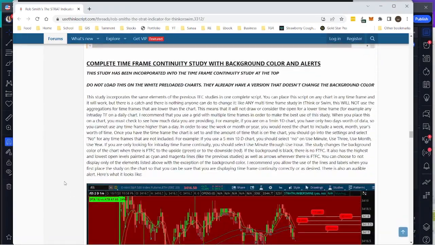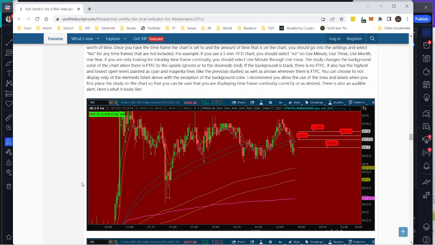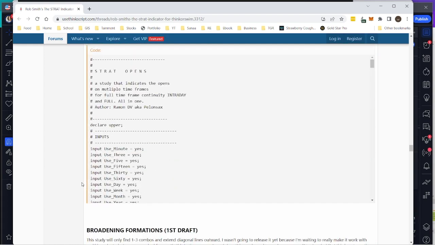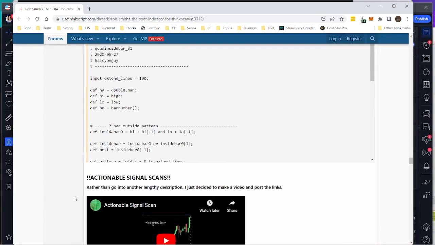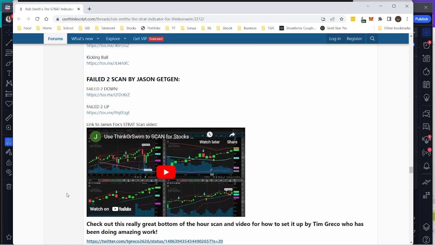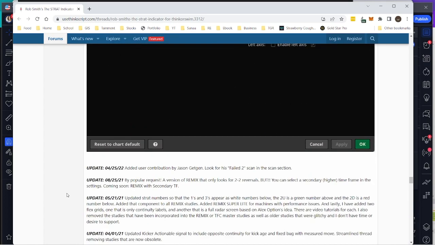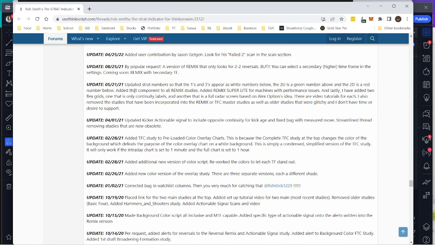This is the time frame continuity study with background and everything. So it lets you know, hey, we're in red time frame continuity or we're in green time frame continuity. These weren't there when I first came across this, so I had to let y'all know that he's updated this with a bunch of things. You can go through all these all day, just to look at them and see what works for you. And he's included what he's updated here.